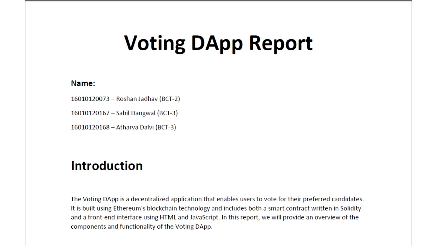It's an app that lets you vote for your favorite candidates, but it's different from the usual voting methods. The voting application uses Ethereum's blockchain which makes sure that your votes are kept safe and can't be tampered with. The key part of this app is a smart contract written in Solidity. The application also has a user-friendly front-end interface made with HTML and JavaScript.